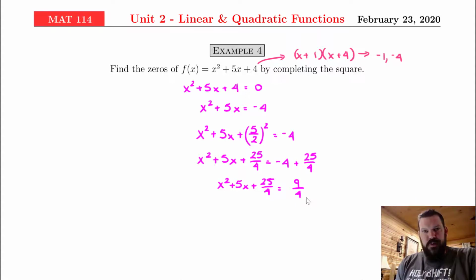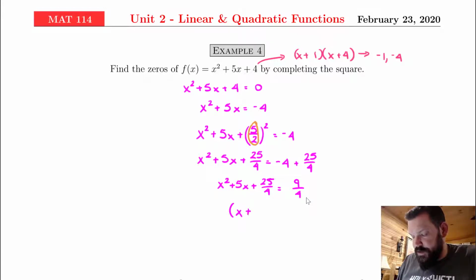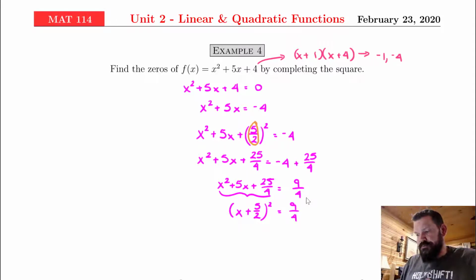And to finish this out, what we want to do is factor the left hand side of the equation. Well, the factoring is really simple. We take the term that we squared, in this case 5/2, and that is our factored form. It's going to be x plus 5/2 quantity squared. If I expanded that out, it would generate this whole left hand side of the equation. So the factoring is simple, is equal to 9 over 4.